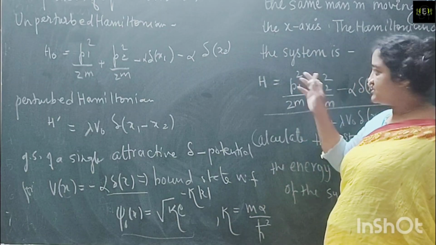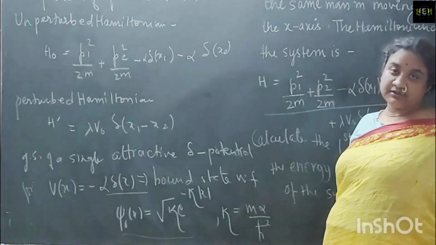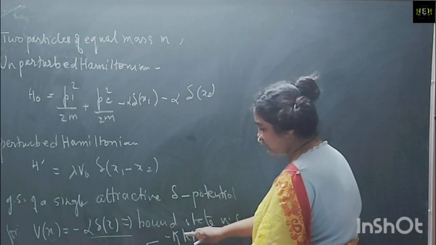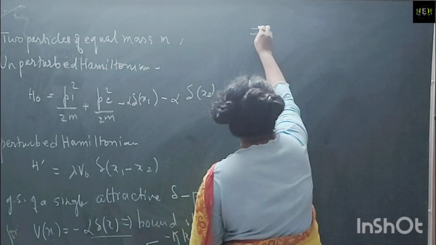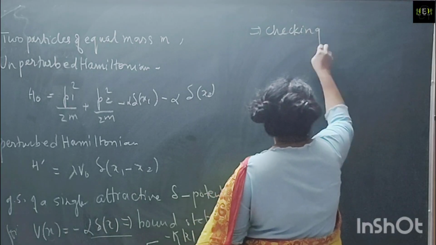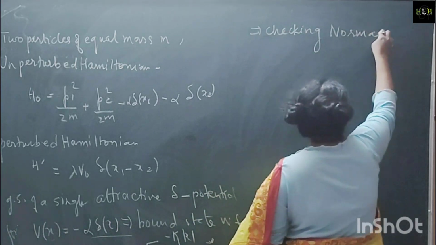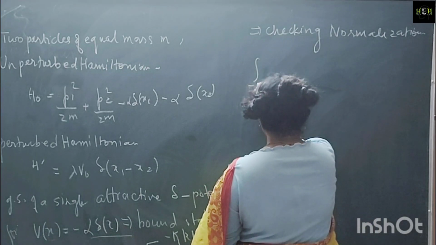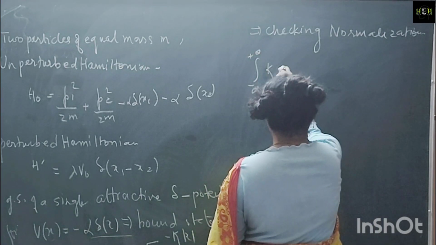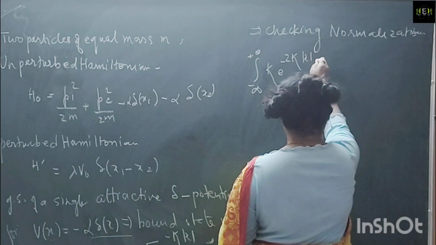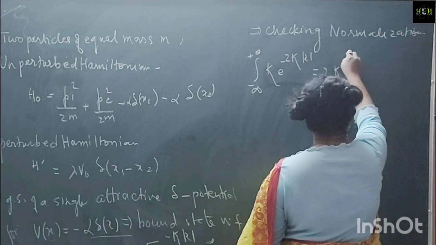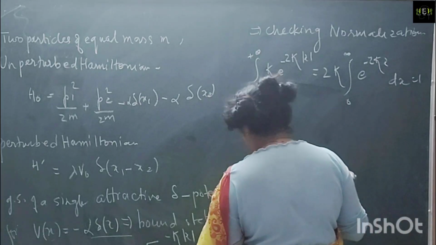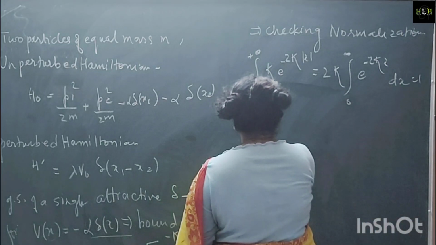I will show you after this entire question is solved how I calculated this psi naught, that is, the ground state. Now I can check the normalization. Checking normalization means normalizing the constant, right? Integral from minus infinity to plus infinity of kappa e to the power minus 2 kappa mod of x becomes twice kappa times the integral from 0 to infinity of e to the power minus 2 kappa x, which is equal to 1, because it is an even function.